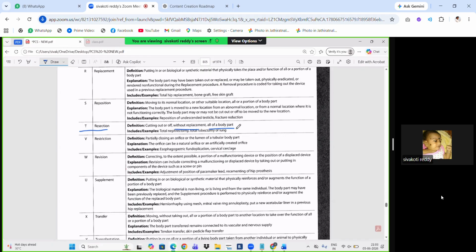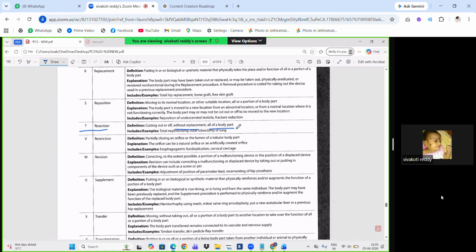Portion of the body part removed, excision. Complete body part removed. What is the root operation? Resection. Resection value T. Okay, resection value T.